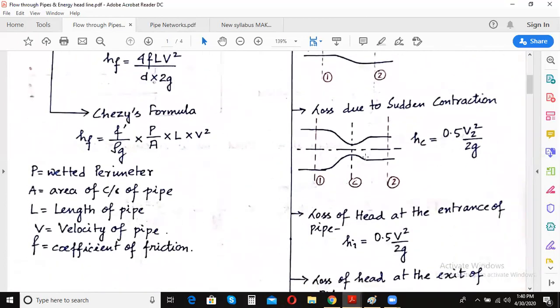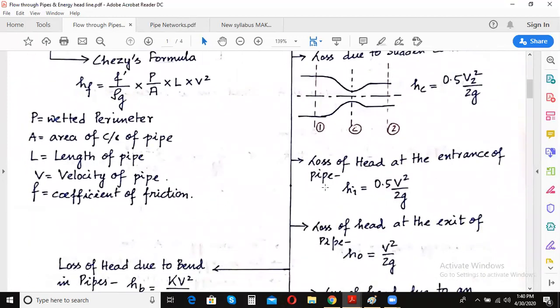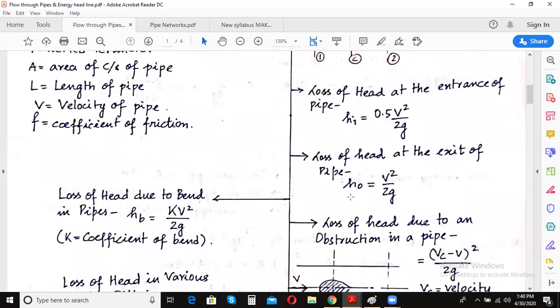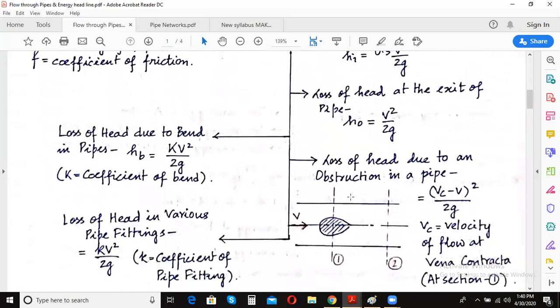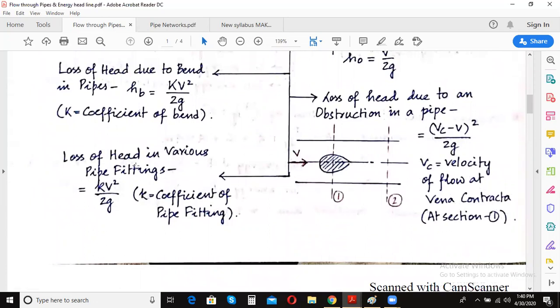Then we have loss due to sudden contraction in pipes. We have loss of head at the entrance of a pipe, whenever water or some fluid is entering into a different pipe. Then we have loss of head when water is exiting from a pipe. And suppose we have an obstruction, a boulder or a stone inside a pipe, due to which there will be a change in the flow, and hence there can be head loss. And then we have loss of head due to different pipe fittings and pipe bendings.